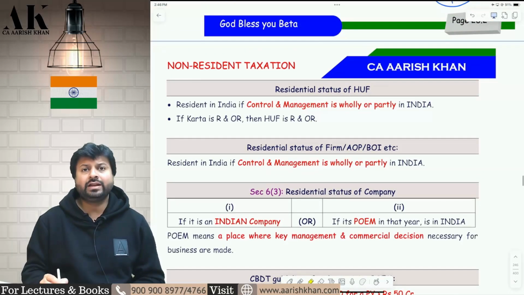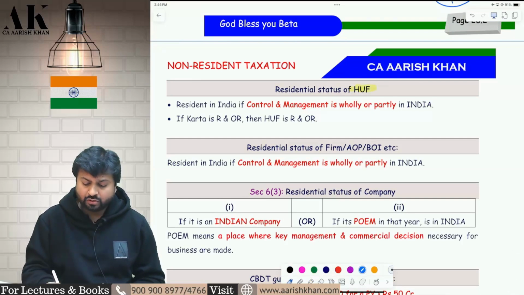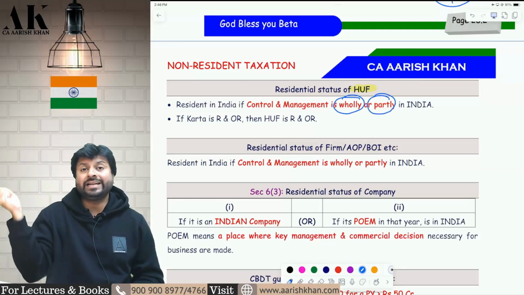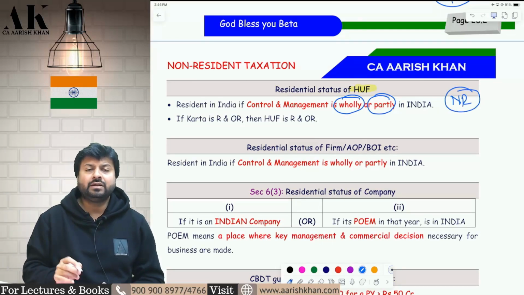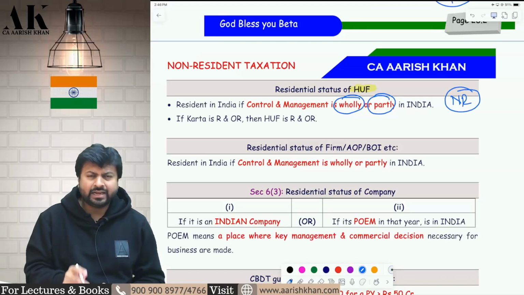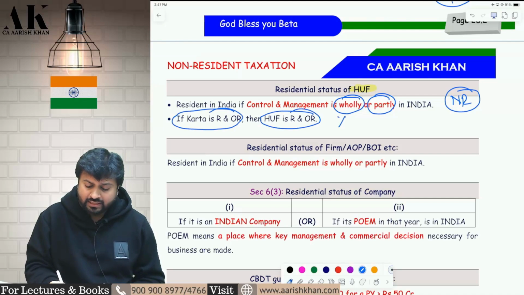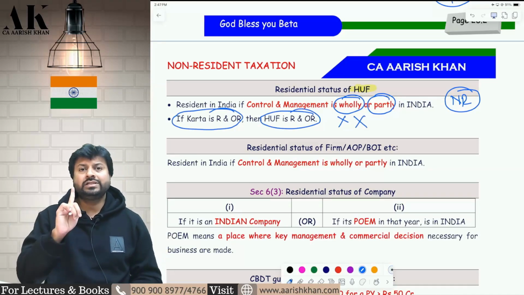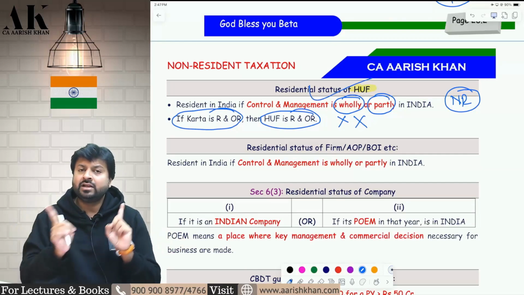Okay. Now, when will an HUF become resident? Very simple, an HUF will become resident if the control and management is wholly or partly in India. It means if it is wholly outside India, then it will become non-resident. When will an HUF become ordinary resident? Can an HUF also become ordinary? Yes. If the Karta is ordinary, then the HUF is ordinary. If the Karta is not ordinary, then the HUF is also not ordinary. Remember, only individuals and HUFs can become ordinary resident. Rest all are either resident or non-resident.